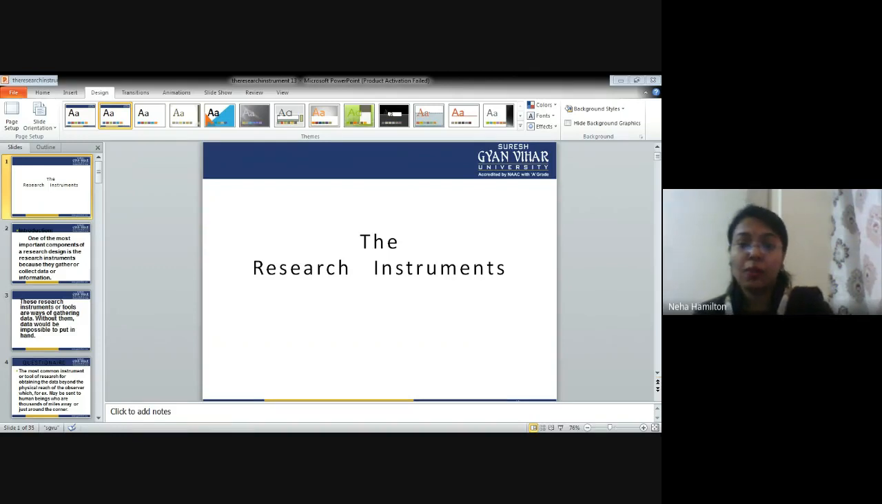So the lecture objectives of today's class are, point number one, to have a good understanding of the concept of research instrument. Point number two is to understand the various types of research instruments that we can use. Point number three, what is the right research instrument according to the research subject that you have taken?